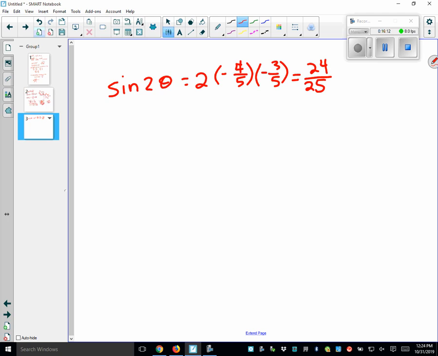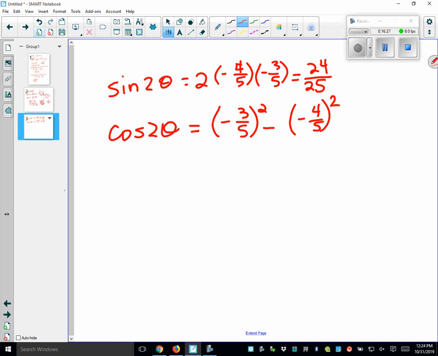What is the cosine of 2 theta? Cosine squared x minus sine squared x, which is negative 3/5 squared minus negative 4/5 squared. What is that? Negative 7 over 25. Right?